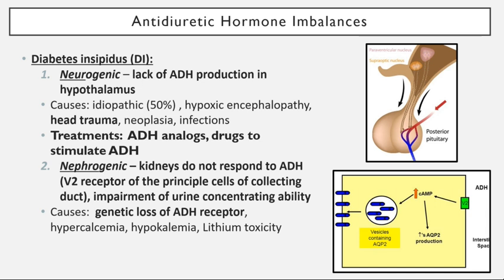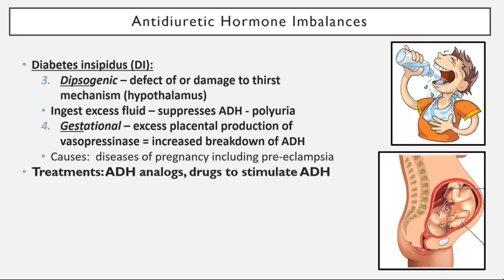There's also a genetic disposition to this stuff where you have a loss of the ADH receptor itself. All right. And then the third and fourth one is you have a defect in or damage to the thirst mechanism in the hypothalamus. It's pretty simple. There's not a lot of science background here, where you ingest excessive amounts of fluid.